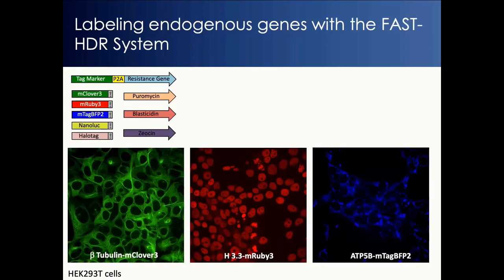Here are some examples of cells that we have created with the FAST-HDR system that contain multiple tags and multiple antibiotics for selection of the modified cells. And we have cells labeled with mClover3 at beta tubulin, mRuby3, that is a red protein, in histone 3, and a blue fluorescent protein in a mitochondrial protein.